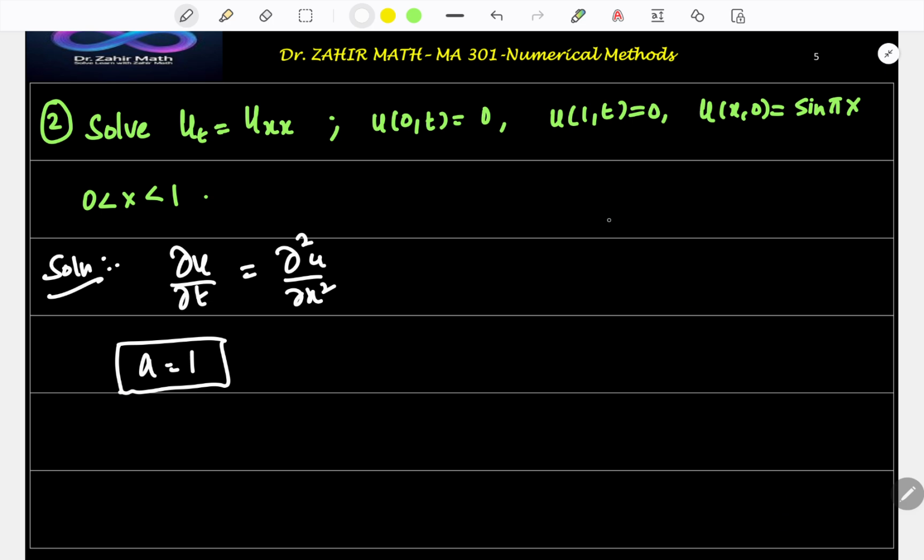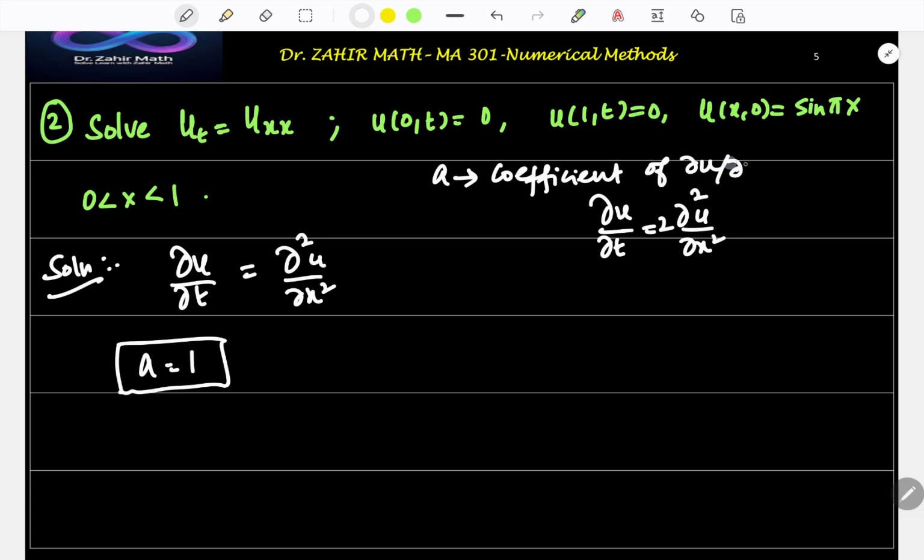Suppose, let me tell you one thing, listen carefully. Suppose I give you 2 ∂u/∂t = ∂²u/∂x². Remember, you have to take the coefficient of ∂u/∂t as a value. At the same time, the coefficient of ∂²u/∂x² must be 1. Keep in your mind this point. You want to make this 1.